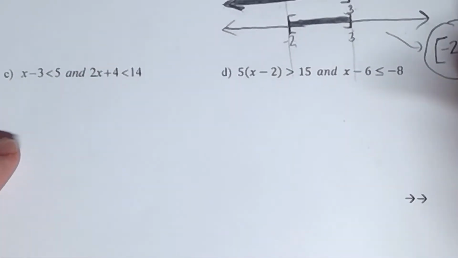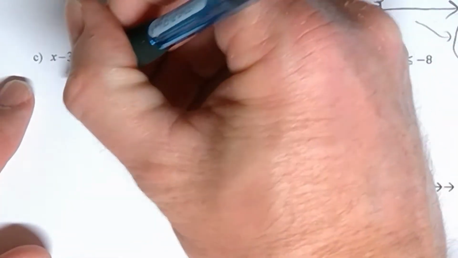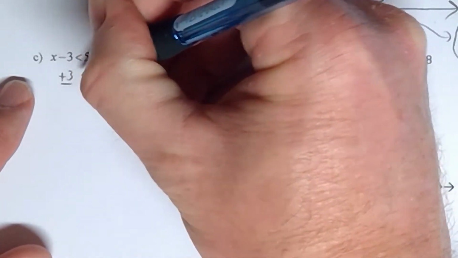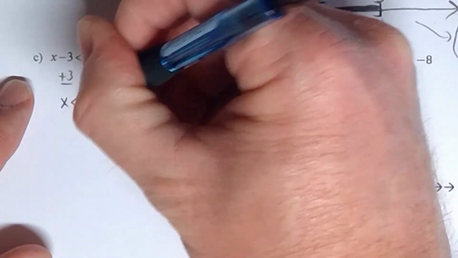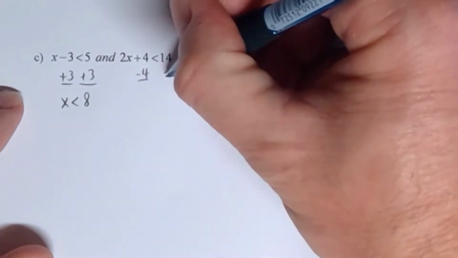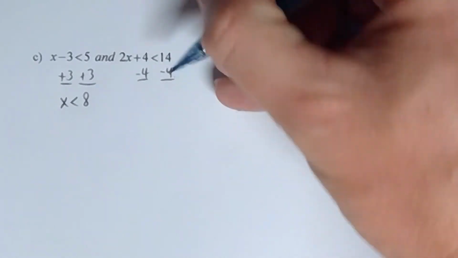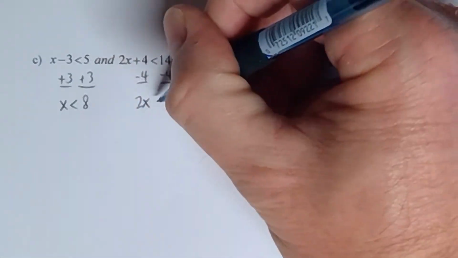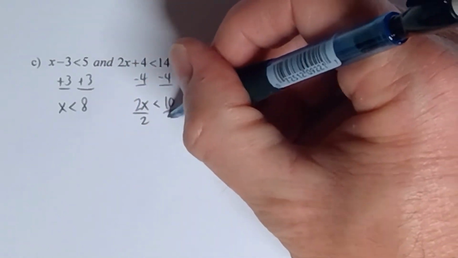Okay, so let's go on into the next problem here. More of the same stuff. Okay, we need to solve both of these inequalities first. I get x is less than 8. You don't need to divide out there. X is already by itself. And then over on this one, you need to move over the 4 with the 14 and then divide out.